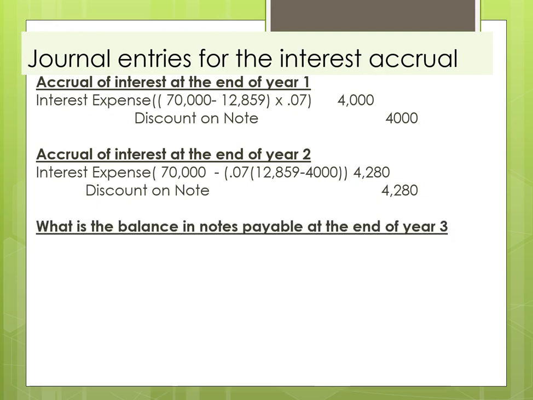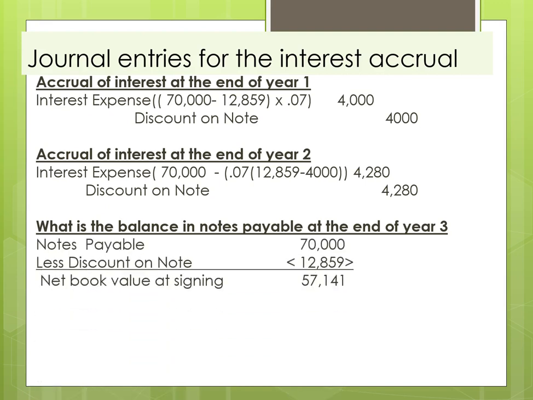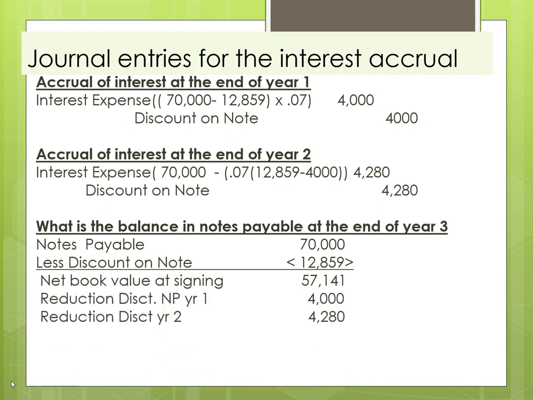Now, what is the balance in notes payable at the end of year 3? Well, here's what would have happened. We would have had a net book value at the date of the signing of $57,141. And here's what you're trying to do as you expense that discount. At the end of 3 years, that balance should be $70,000 because that's the amount you're going to have to pay. So the first 2 years we wrote off $4,000 and then $42,800.